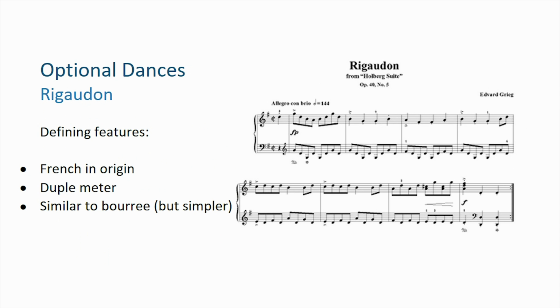And finally, we have the rigaudon, which is, again, French in origin. It's got duple meter, which usually means 2/4 or 2/2. I find this to be pretty similar to the bourrée, just maybe a little bit simpler. Bourrées can sometimes be a little bit more elaborate.